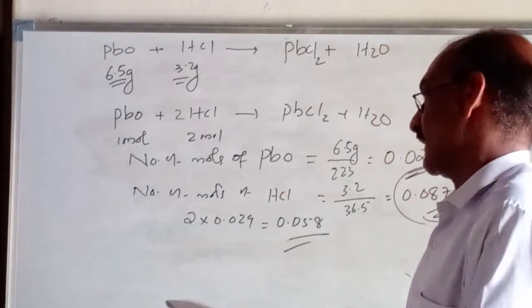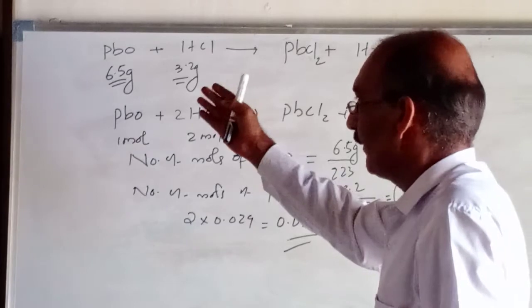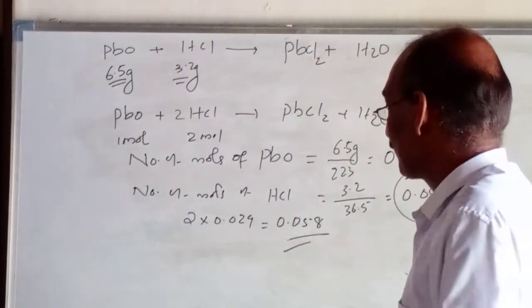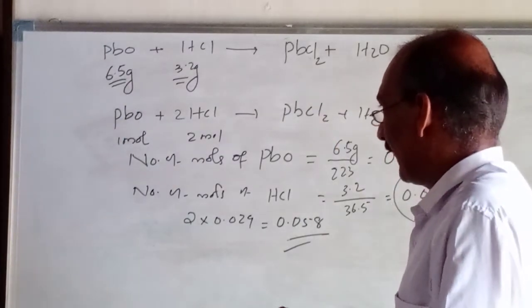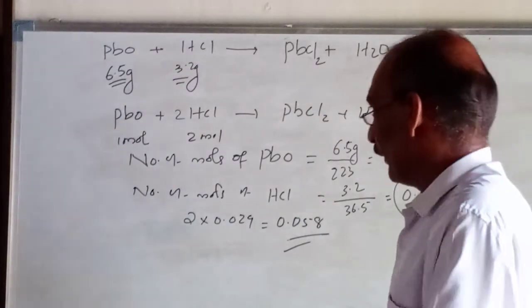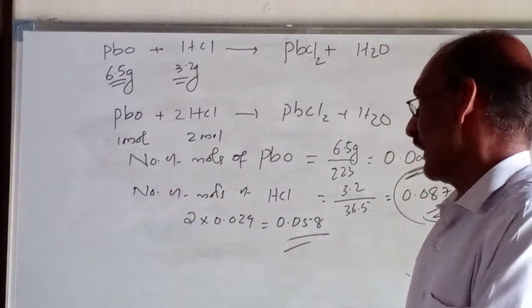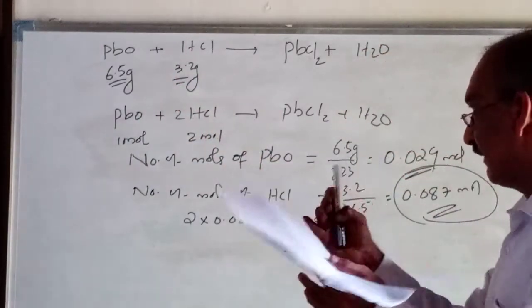So, in the question paper, they have given 6.5 gram lead oxide treated with 3.2 gram hydrochloric acid. Products are lead chloride and water. So we can write 6.5 gram PbO and 3.2 gram HCl. But we write the same equation and make it balanced. So 1 mole lead oxide requires 2 mole HCl. Number of moles of lead oxide in the question paper, that means the given data.